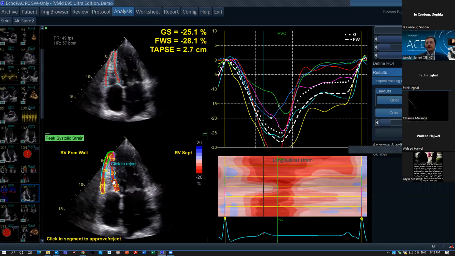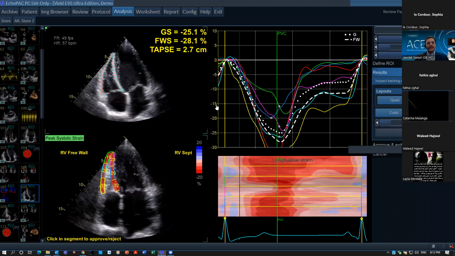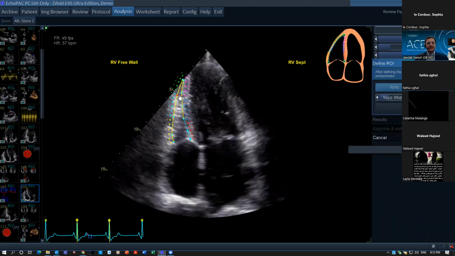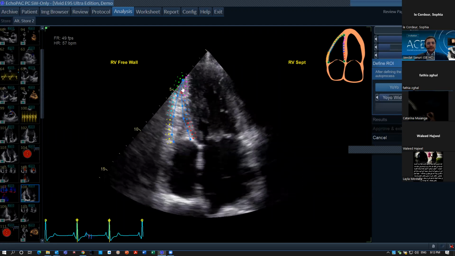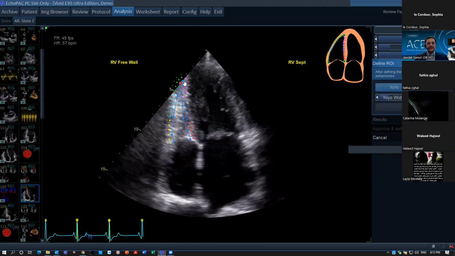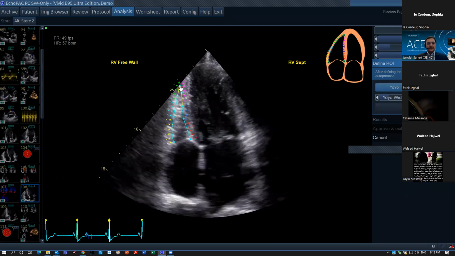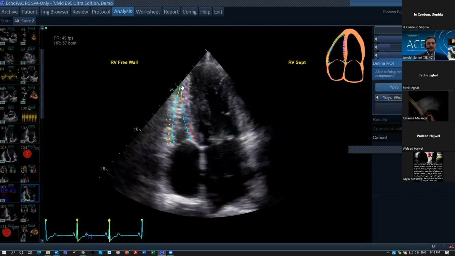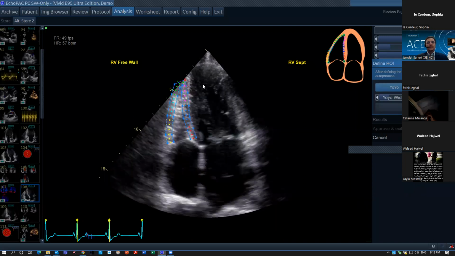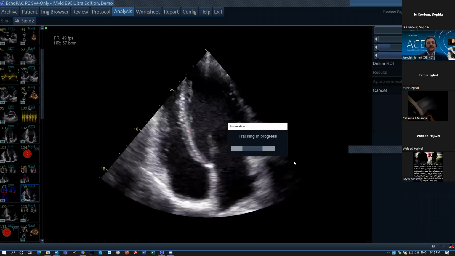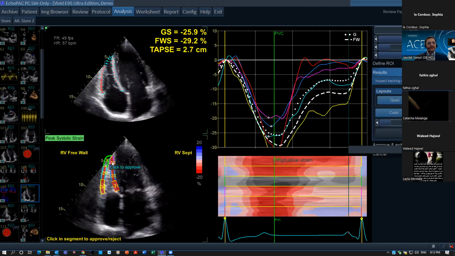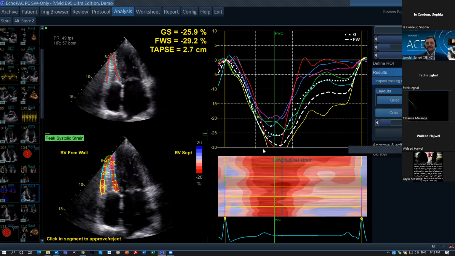Okay. Or we can just reprocess and maybe bring this in a little bit and bring the apex down a little bit. And process. Okay, still not tracking, but I'll accept it. Then here are the strain curves for each segment.